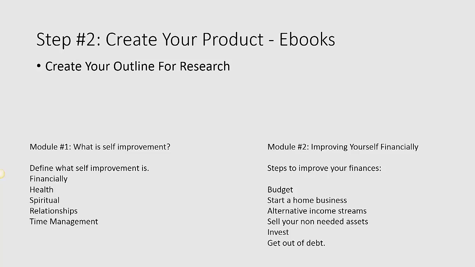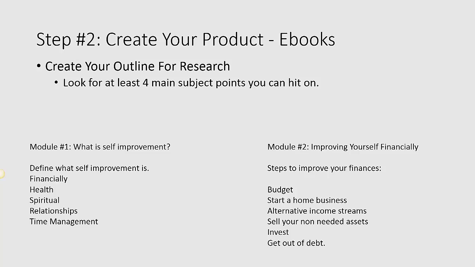If you decide to go with an ebook and you have the tools in place, you kind of understand what an ebook's going to be. Most of you watching this already know what an ebook is. You've seen it, so I don't need to jump into much more detail on that. So we're going to create an outline for your research, and you'll notice here I've got some different modules set up so you can actually see what it's going to look like as far as outlining your ebook.